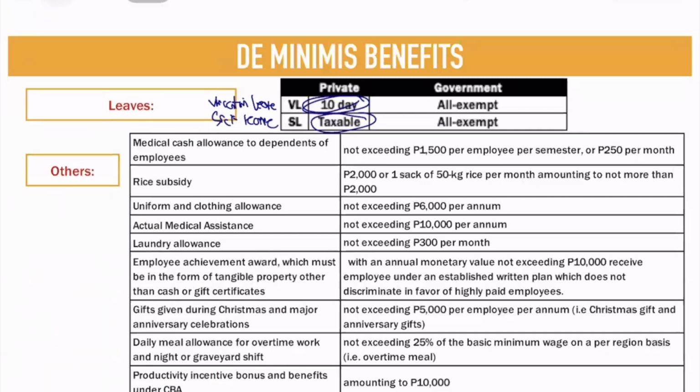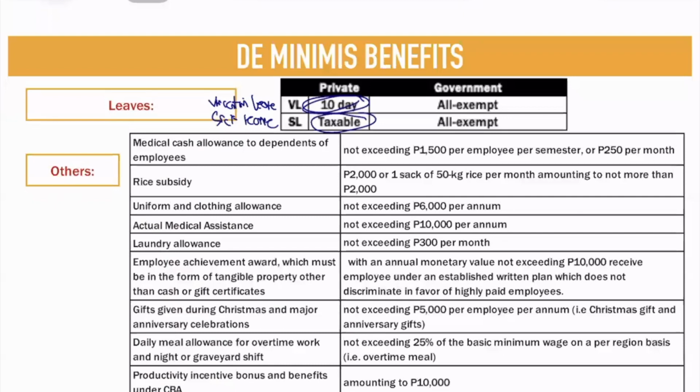Therefore, if the leave is given to an employee, what you need to do is determine the type of employee, whether it is an employee in the private sector or in the government. Take note, there is a limit for vacation leave, and sick leave is always taxable for private. While for government, it is considered exempt. Now let's go to your other de minimis benefits.